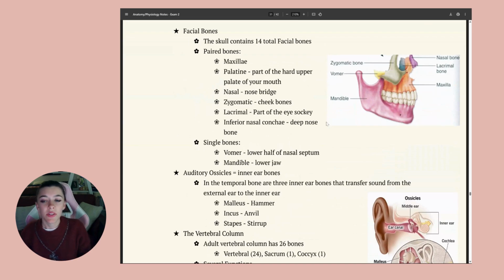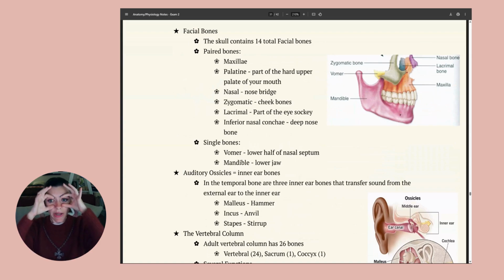Facial bones. The skull contains 14 total facial bones. There are paired bones, and then there are single bones. Paired, that's going to be your maxillae, your palatine. Your palatine is going to be the hard upper palate of your mouth. Nasal, that's your nose bridge. You've sort of got it cut in half right there. There's two of them. Your zygomatic, the cheekbones.